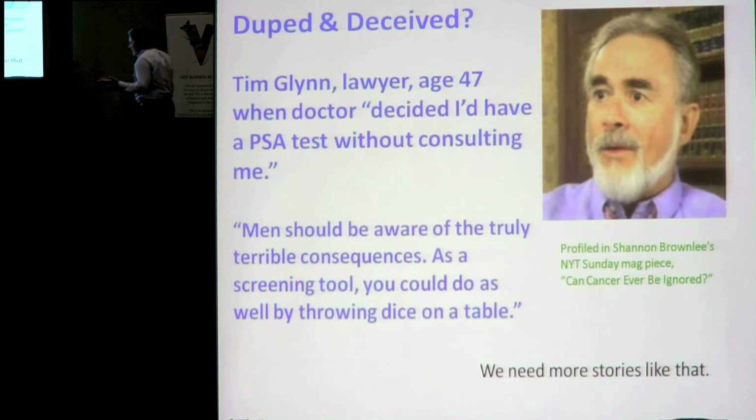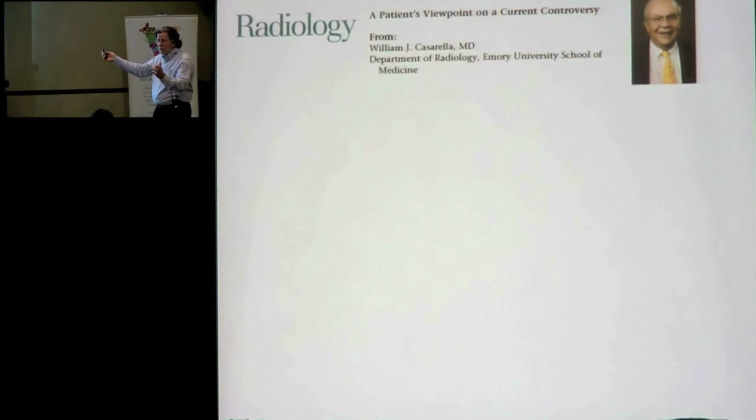Very difficult decision making. He didn't want to do anything. His wife questioned him. His co-workers questioned him. He was a lawyer. The law firm, it appeared, may have been ready to drop him or take some of his clients away. He felt the gun was to his head. So he went ahead and got treatment for prostate cancer. And I won't tell the whole story. He has huge regrets. And he says men should be aware of the truly terrible consequences. As a screening tool, you could do as well by throwing dice on the table. Is that an evidence-based approach? These are the stories we could tell.